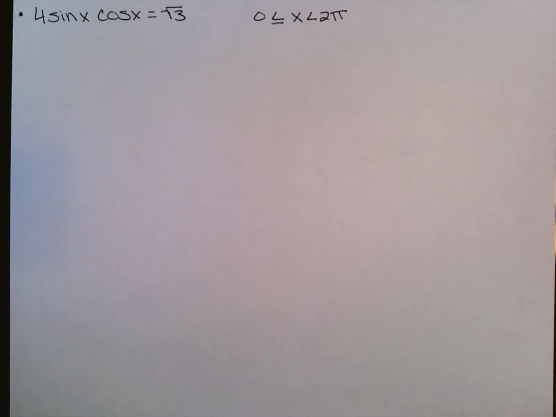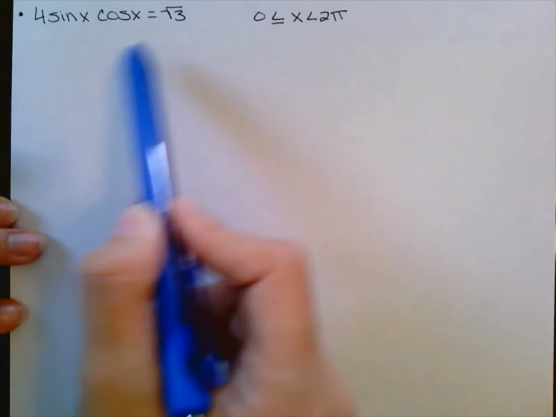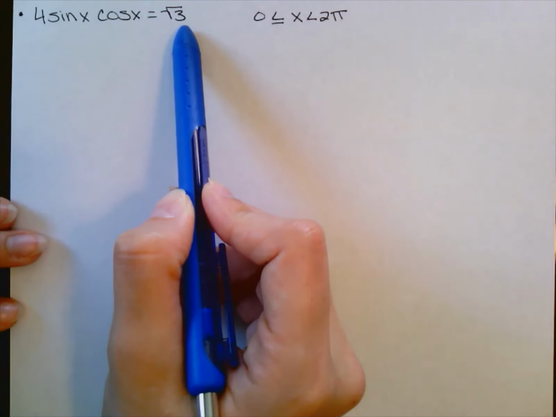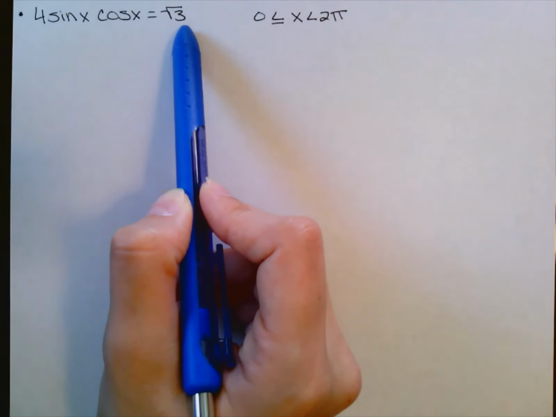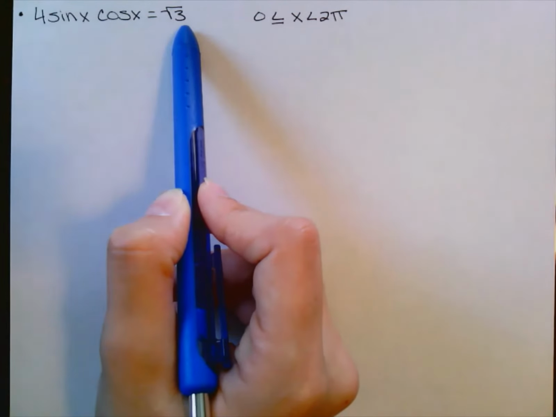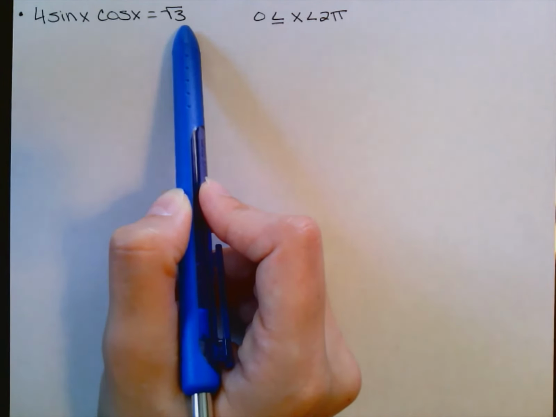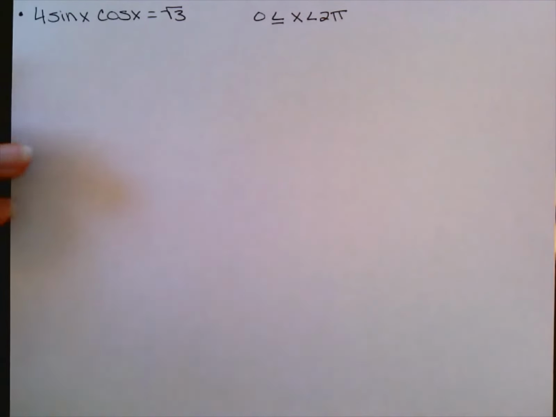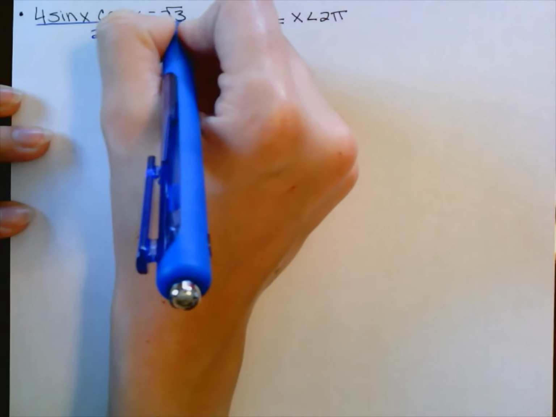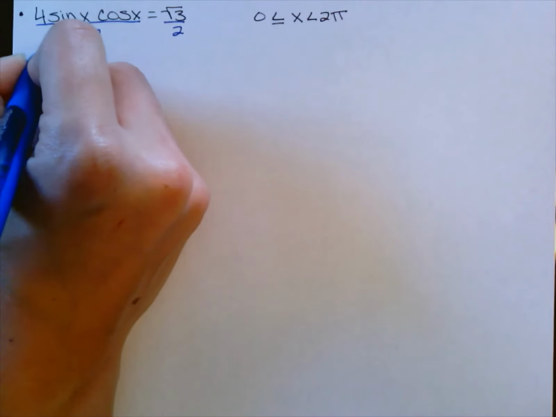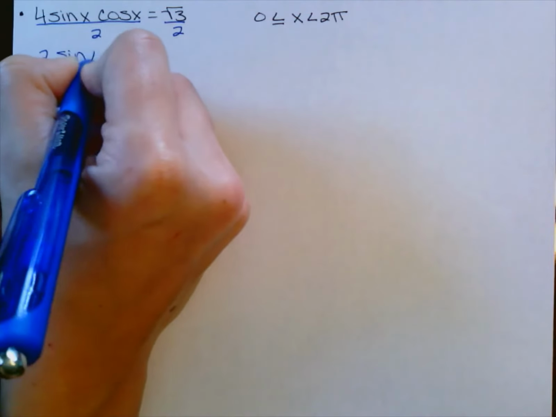So looking at this next question, your first instinct might be to divide out that entire 4 to the other side, because our goal is to isolate these trig functions. Now, if I divide out the 4 to the other side, I'm going to have a square root of 3 over 4, which if my next step is to look to my unit circle, there are no square root of 3s over 4s. So my unit circle does have a lot of square root of 3 over 2s. So I'm going to start off like that. I'm going to divide both sides by 2. And then I'm going to end up with 2 sine x cosine x.